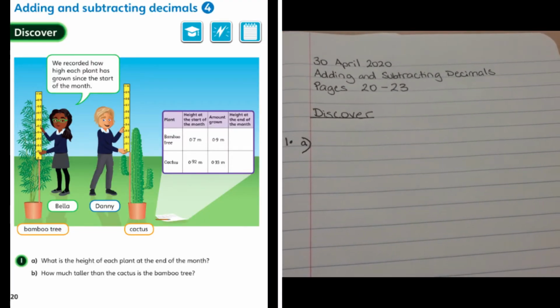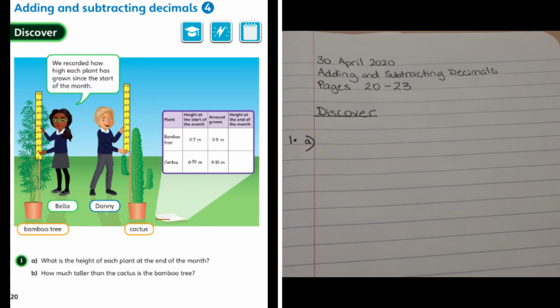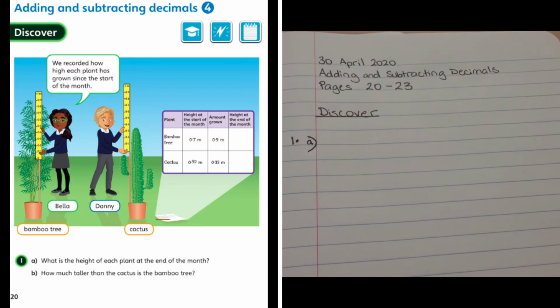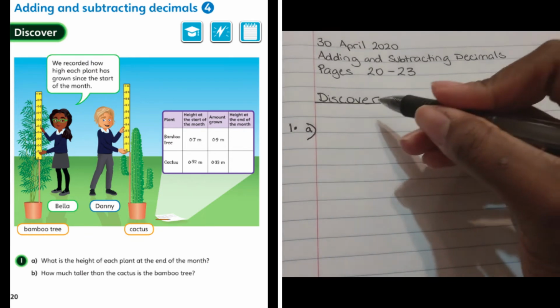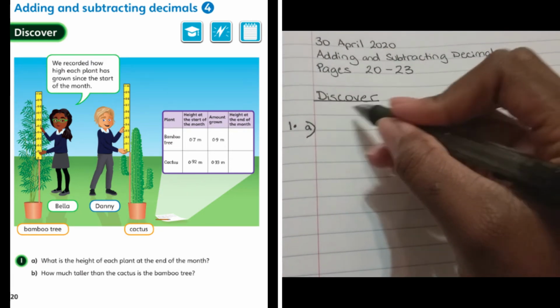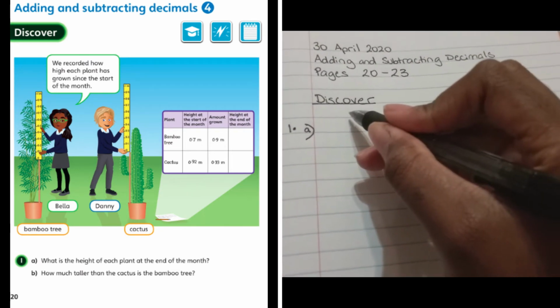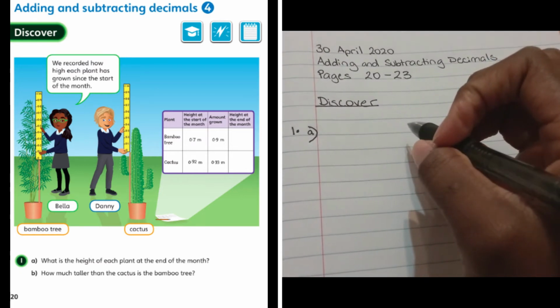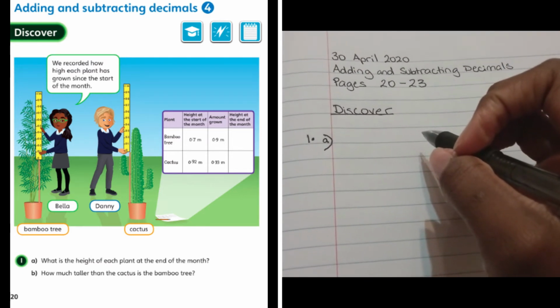Alright, so I've had up my book already. I put the date, the topic, and the pages that I'm working from in the textbook, pages 20 to 23. I also decided to put the subheading Discover because this falls under that Discover section. So let's take a quick look at the setup because they always have a picture that tells a little story.